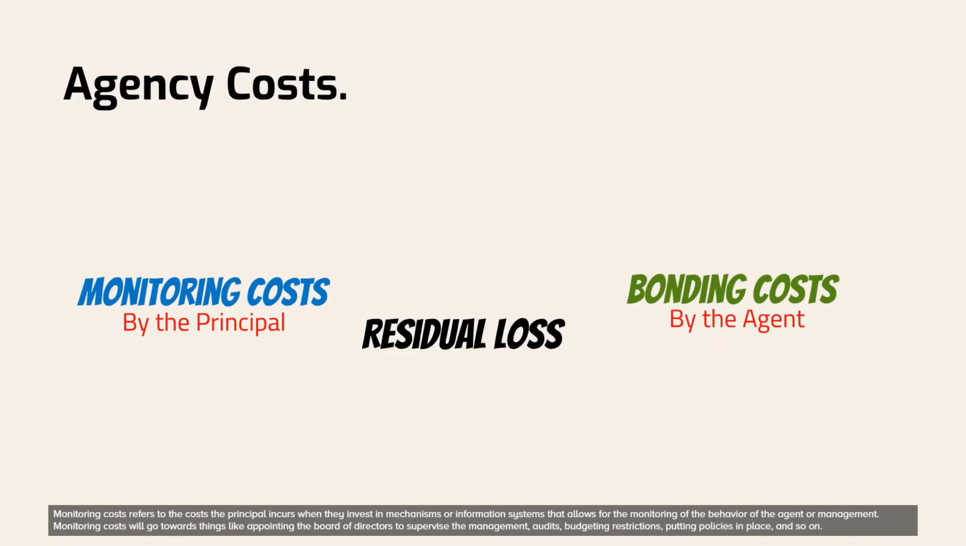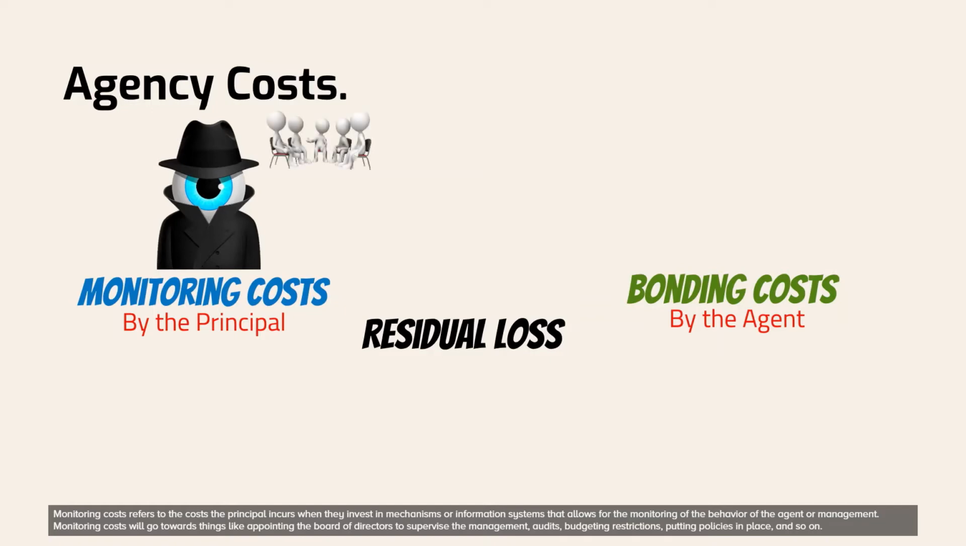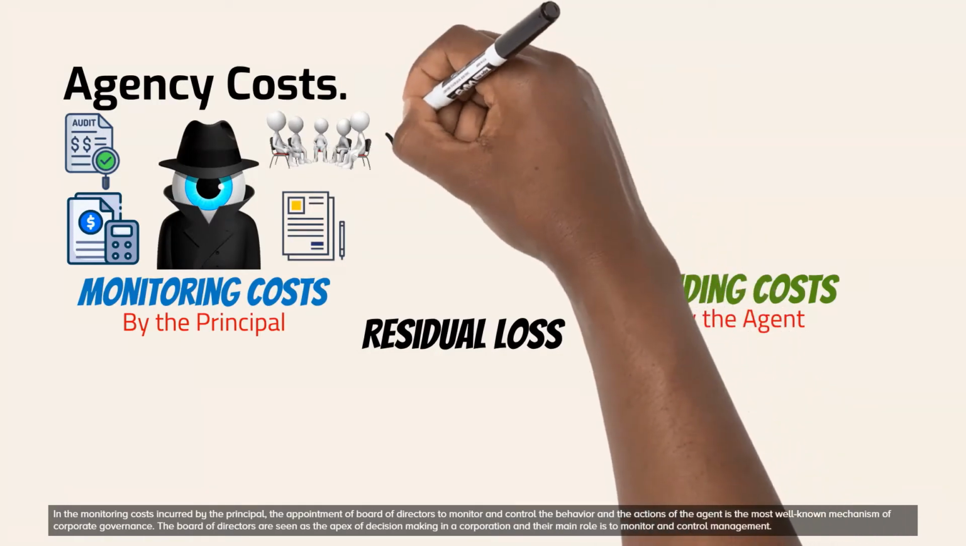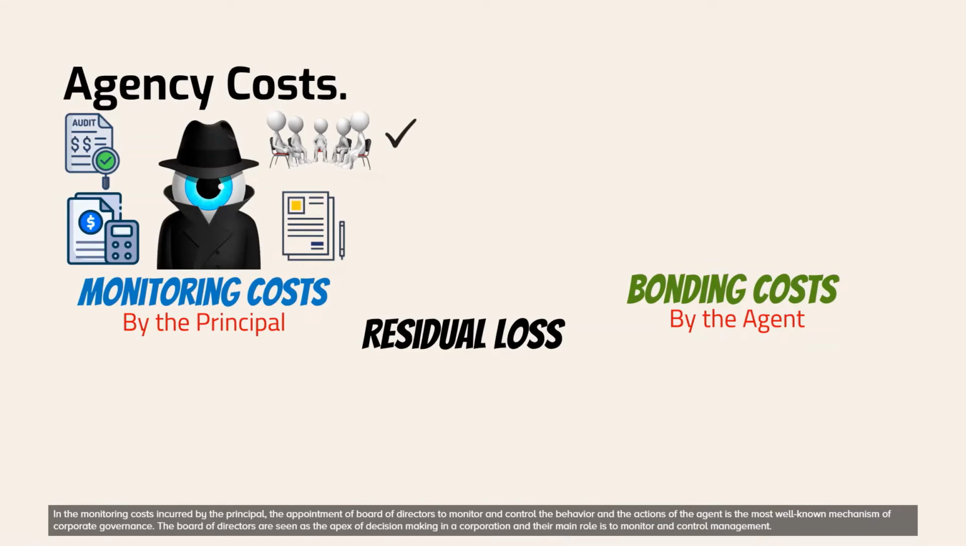Monitoring costs refers to the costs the principal incurs when they invest in mechanisms or information systems that allow for the monitoring of the behavior of the agent or management. Monitoring costs will go towards things like appointing the board of directors to supervise the management, audits, budgeting restrictions, putting policies in place, and so on. In the monitoring costs incurred by the principal, the appointment of board of directors to monitor and control the behavior and the actions of the agent is the most well-known mechanism of corporate governance.